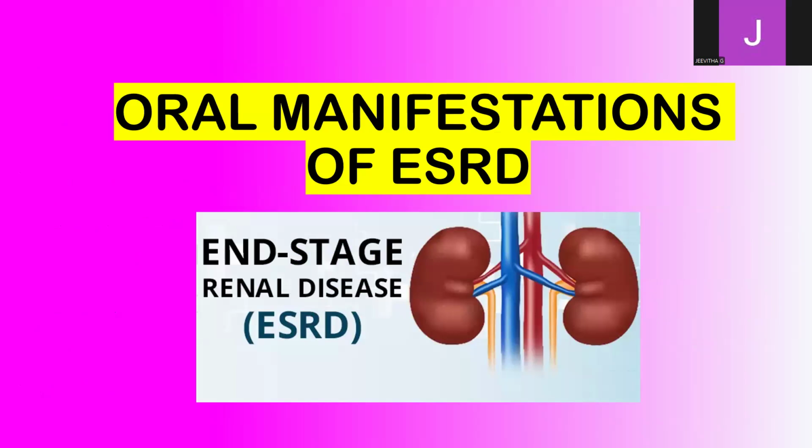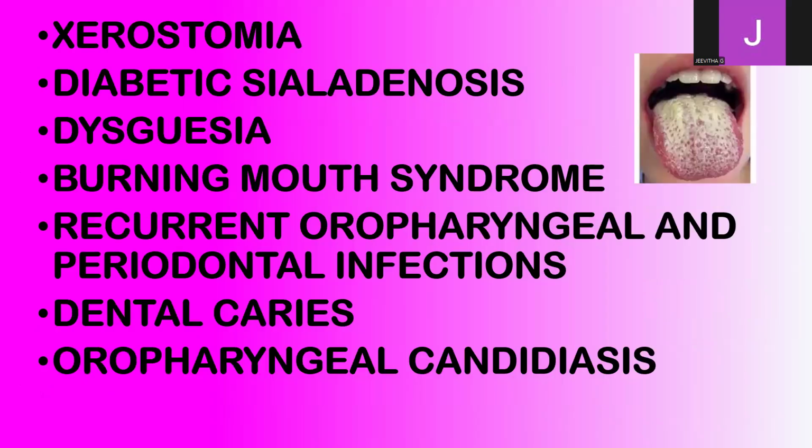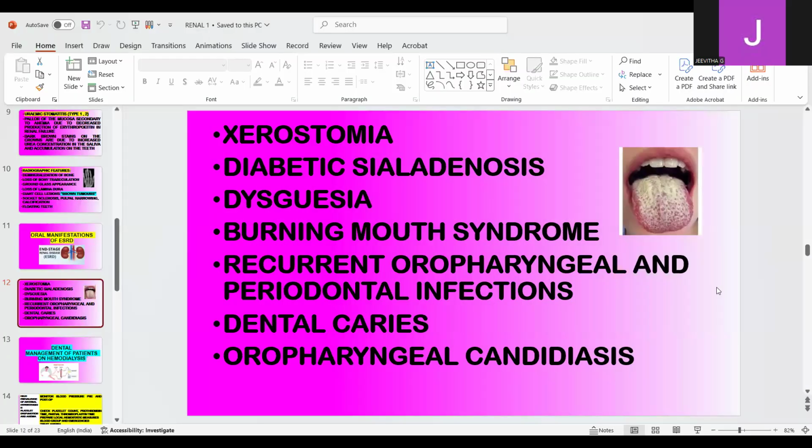Coming to the oral manifestations of end-stage renal disease, we can see xerostomia, we can see diabetic sialadenosis, dysgeusia, burning mouth syndrome, recurrent oropharyngeal infections and other forms of periodontal infections. We can see dental caries and also oropharyngeal candidiasis.